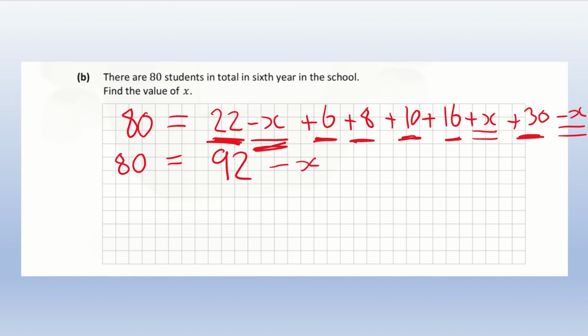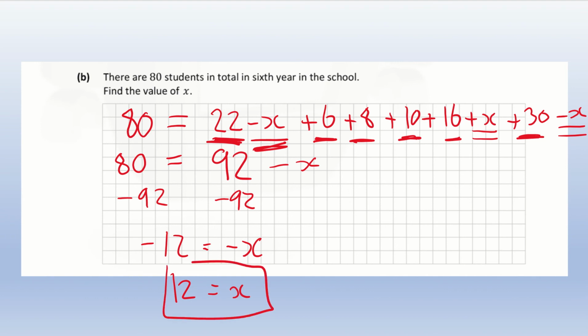I'm trying to get x on its own now. So I'm going to take 92 away from both sides. I'm going to end up with minus 12 is equal to minus x. And remember, I want positive x. So I'm going to multiply both sides by minus 1. And I'm going to get 12 is equal to x. So in regards to that question there, you've answered it, you've gotten your full marks.